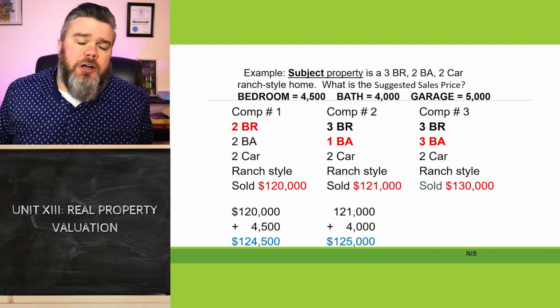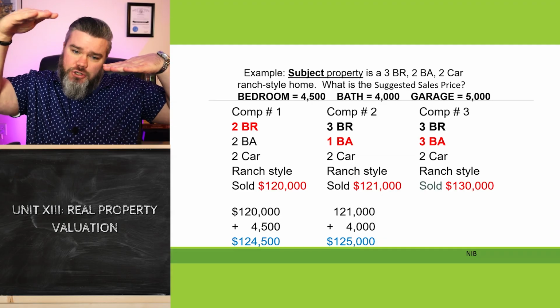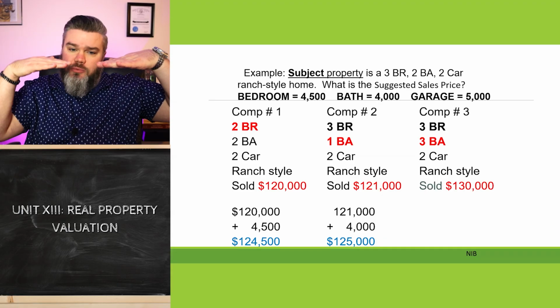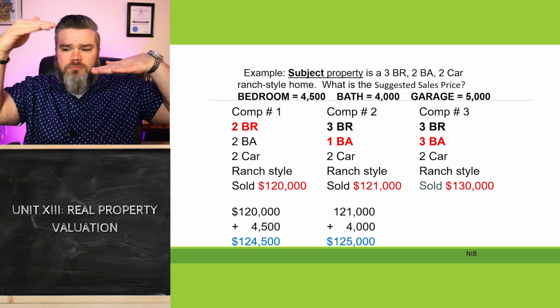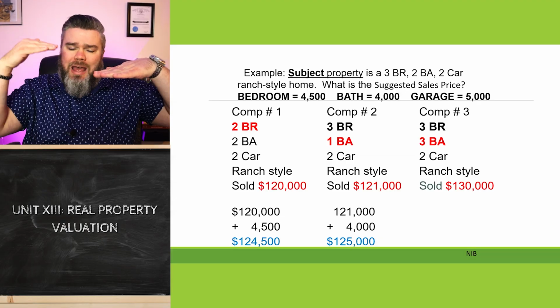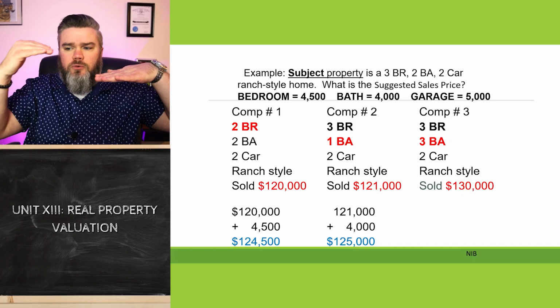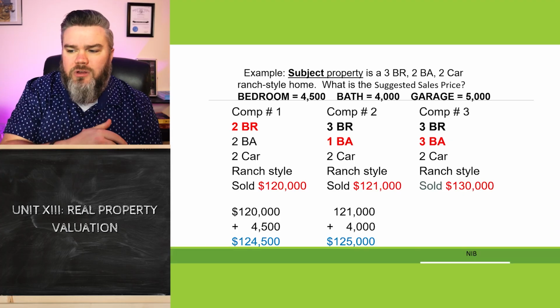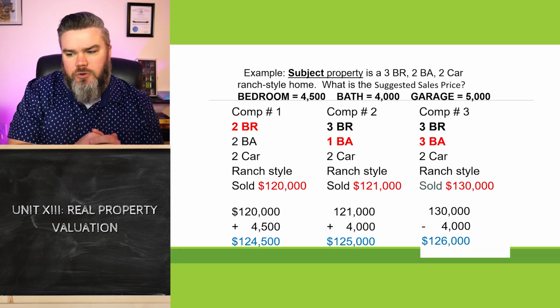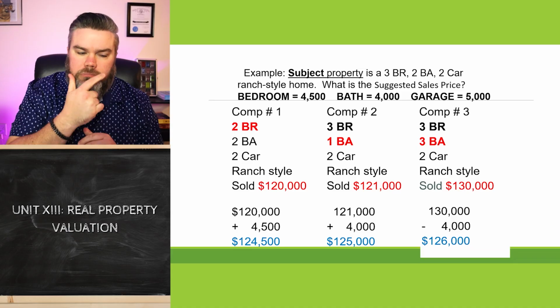This is superior. So now it's better than our subject property, so we need to subtract some value. If it had only had 2 bathrooms versus the 3 that it had, what would it probably have sold for? So we need to subtract $4,000, and it probably would have sold for about $126,000.